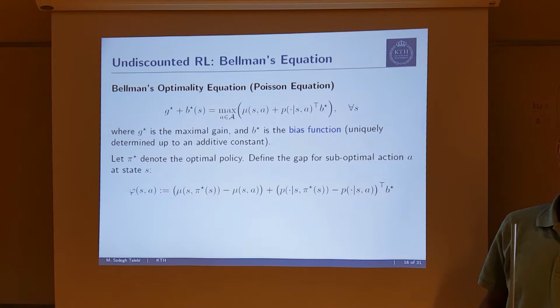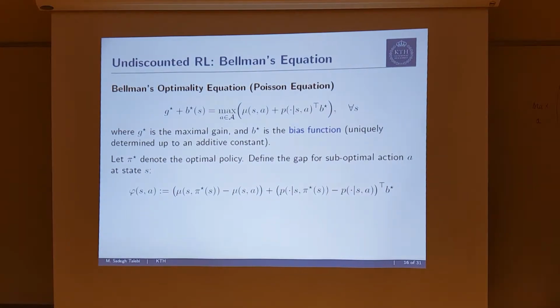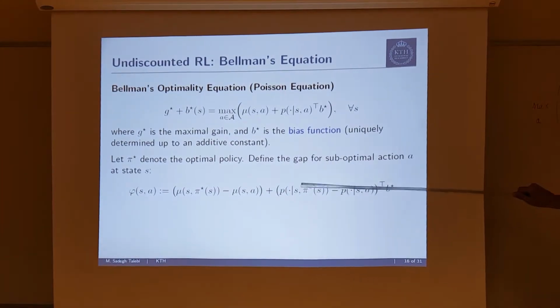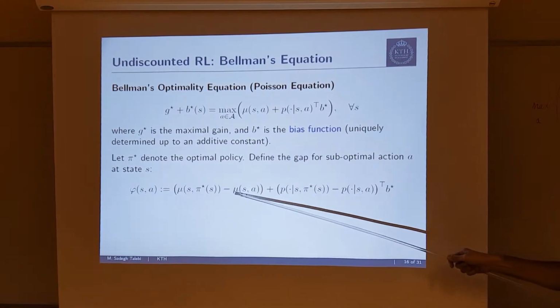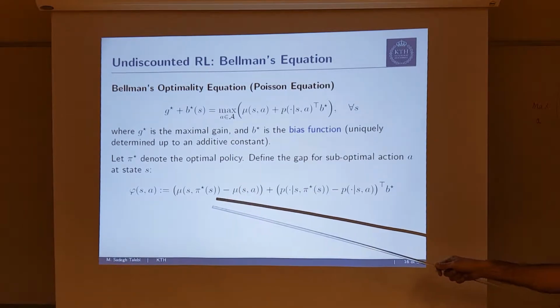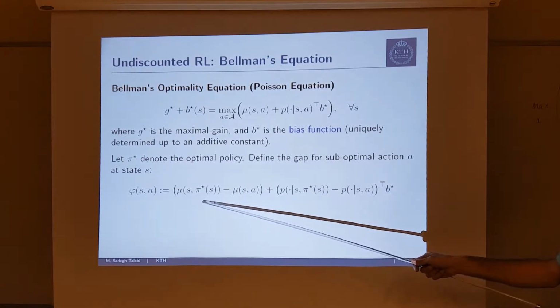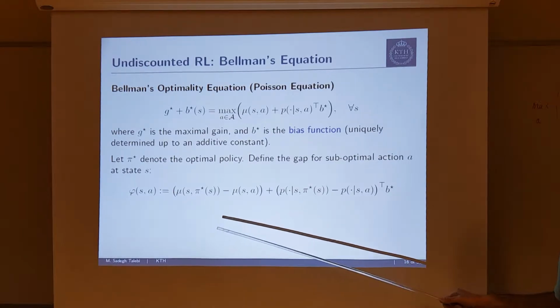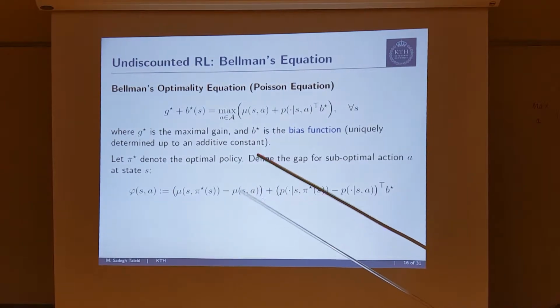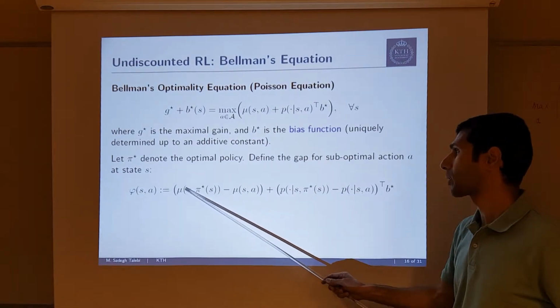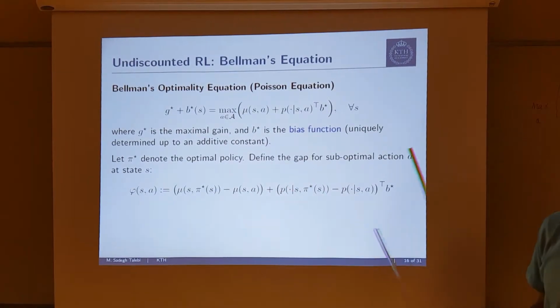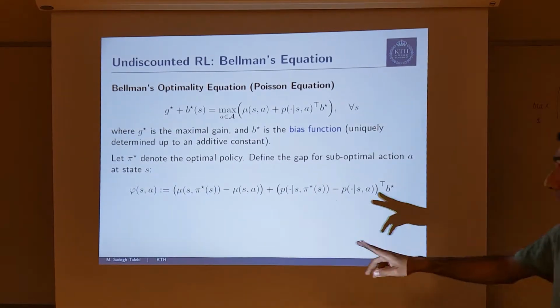We come back to this a bit later. But when you have bandits, the bias function is 0, and these transition probabilities do not exist, basically. You don't have this. So any notion of gap that you have in bandits only has this, right? Just the average reward of the optimal arm minus the average reward of suboptimal arm A.